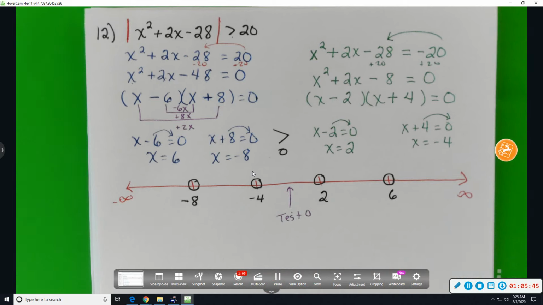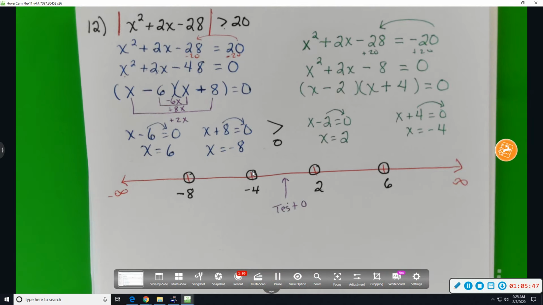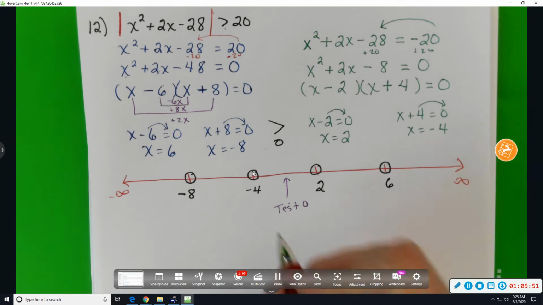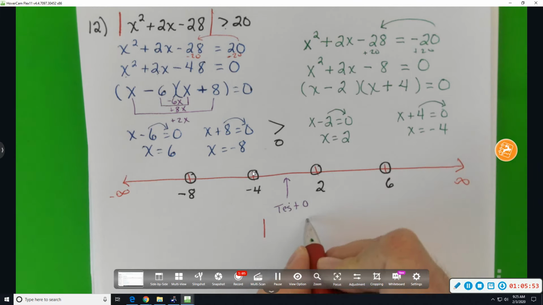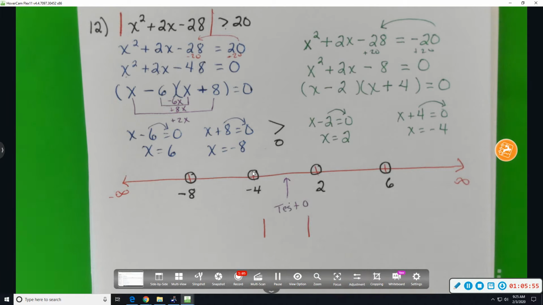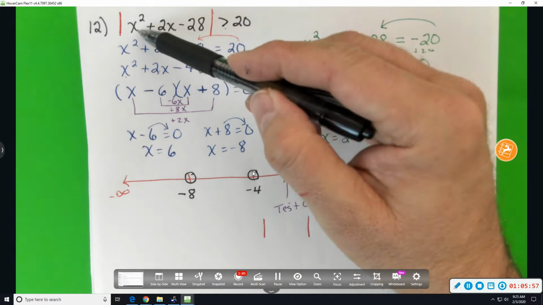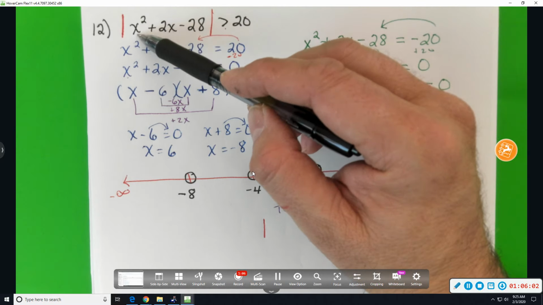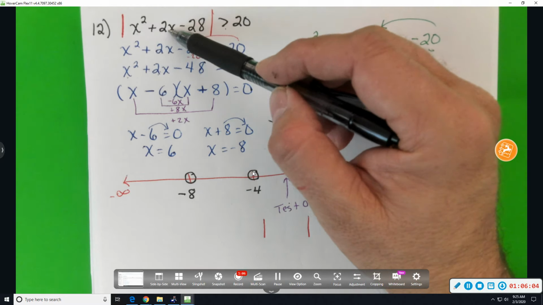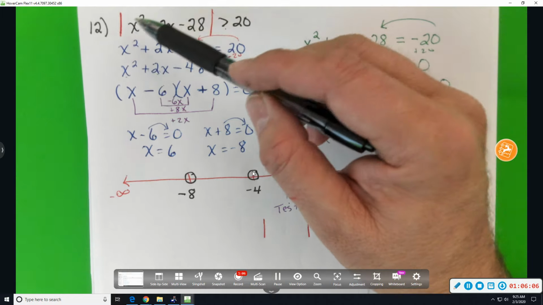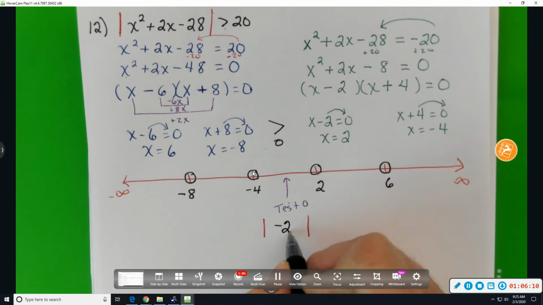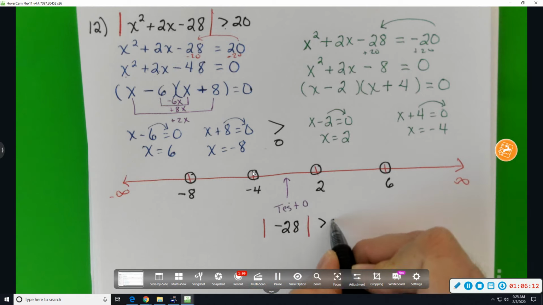Am I running out of room? So I'm going to plug 0 into that original problem up there. When I put a 0 here and here, the 0 squared is 0. The 2 times 0 is 0. So we have 0 plus 0 minus 28. That's just a minus 28.